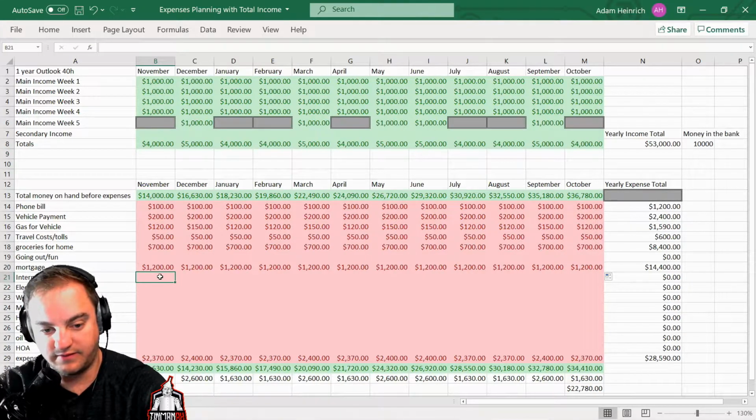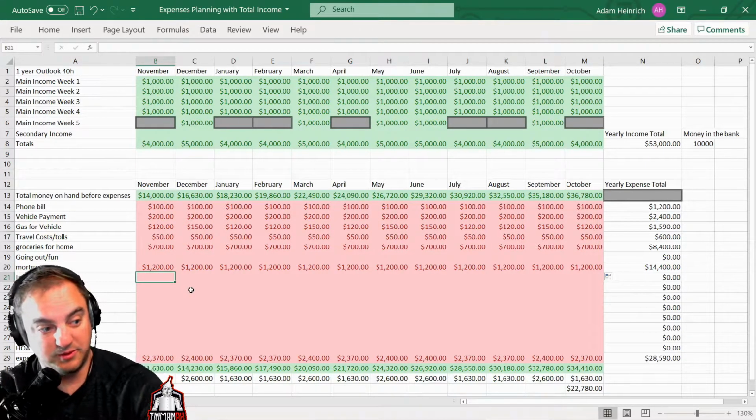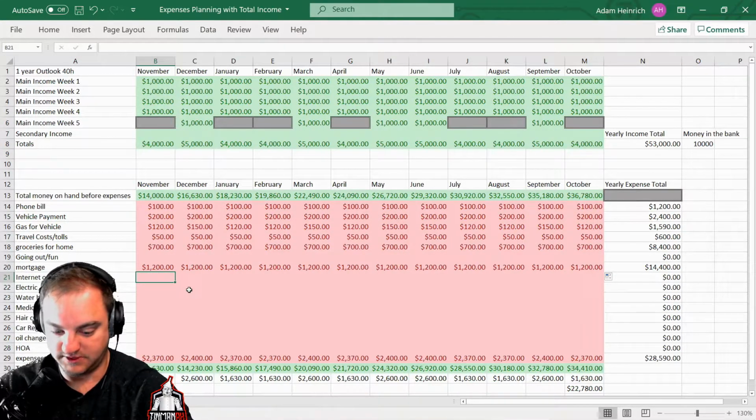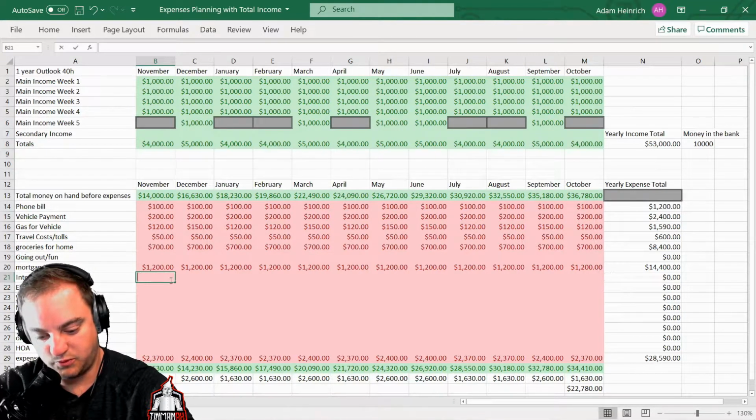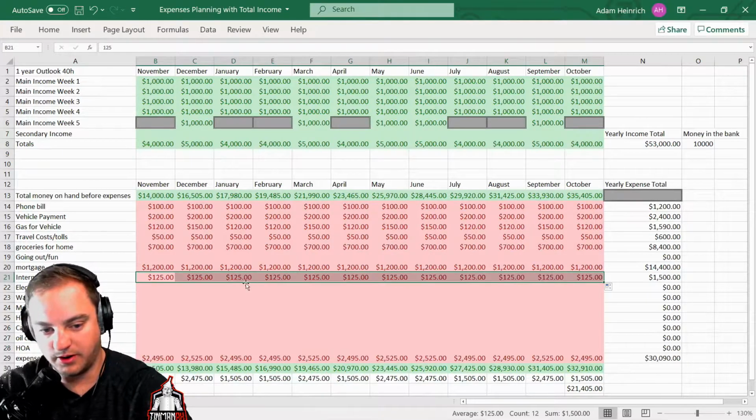Internet and TV, another fixed cost. I think a lot of people are overpaying for their cable and TV, which I'm going to come out with another video for that. Let's move on. Let's do 125. All right. On this salary, I'm going to be broke.